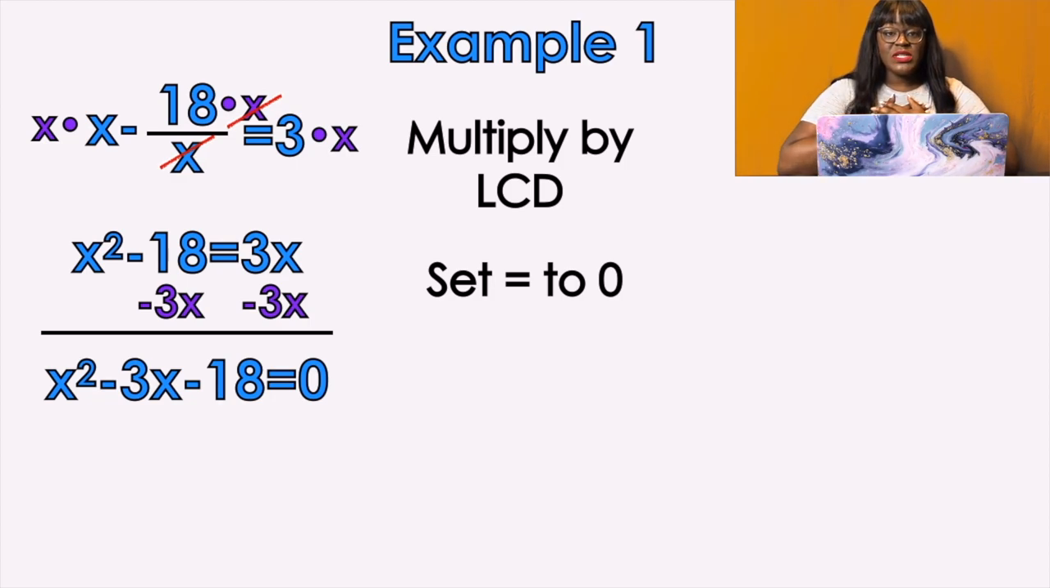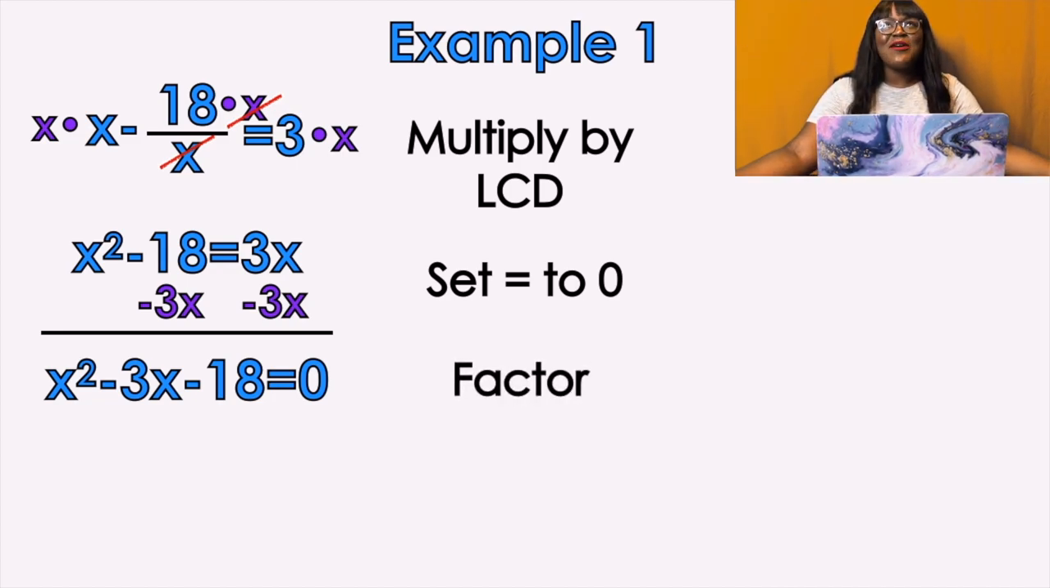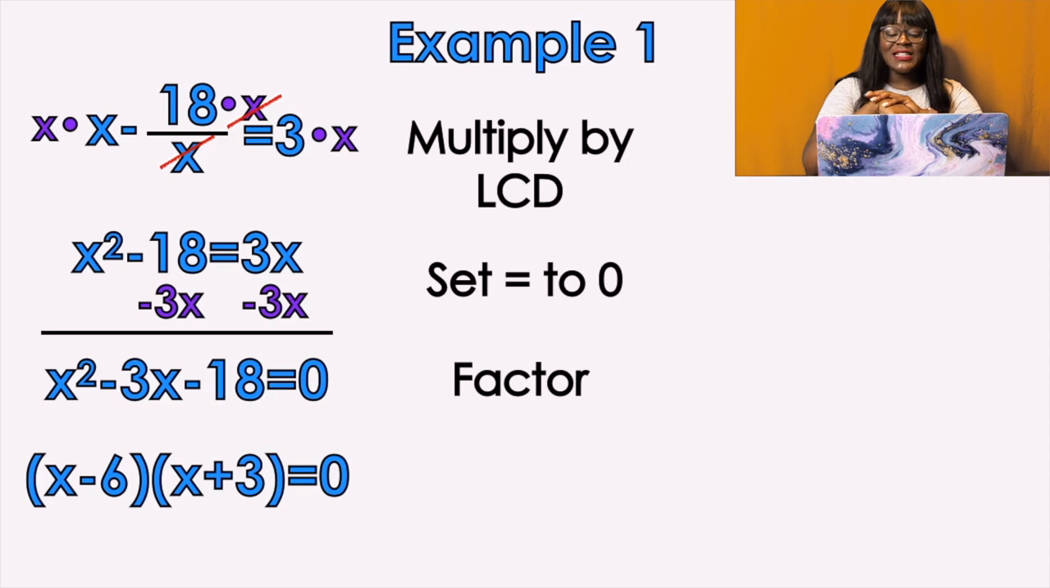Now that my problem is equal to 0 and it is a quadratic, guess what I should do to solve this problem? You guessed it. Factor! We love factoring. Factoring comes back to haunt us in every single chapter, every single section. All right, so I need to find two numbers that multiply to give me negative 18 and add to give me negative 3. I don't have time to teach you factoring. x minus 6, x plus 3 equals 0.